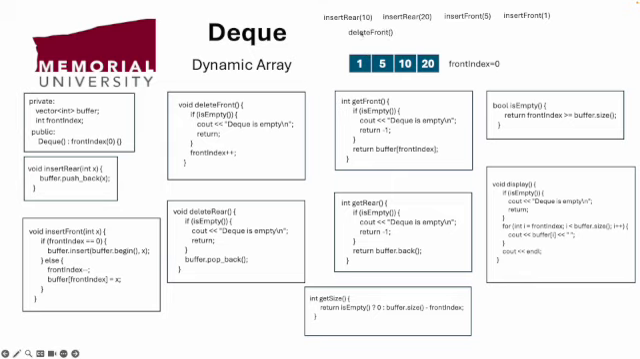Let's process delete front. Once we delete the front, the Deque is not empty, so what do we do here? Front index plus 1. The front index now points to here. Does anyone have a question? No? Okay. Delete rear. Let's look at here. The Deque is not empty, so we do a pop back. Okay, 20 is gone.